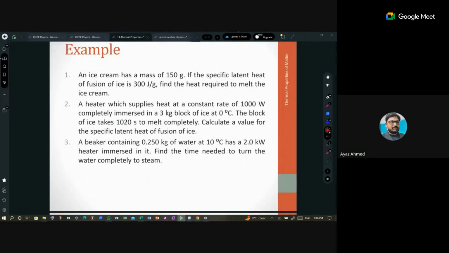Now you have some examples. An ice cream has a mass of 150 grams. Its specific latent heat of fusion, LF, is 300 joules per gram, because mass is given in grams. The heat required to melt the ice, what to calculate? You have to calculate QF, which equals MLF. Go ahead, calculate that. Your mass is 150 and LF is 300, so your answer will be 45,000 joules. Sorry, simply joules, not joules per gram, because it is heat, so heat will be in joules.